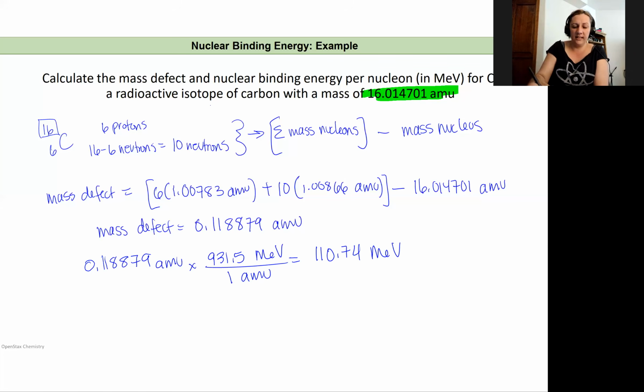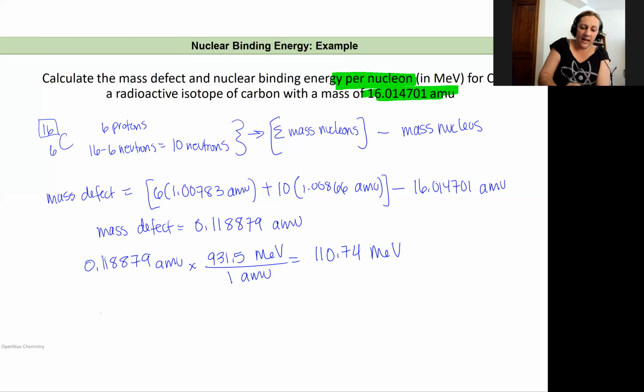And so this is that binding energy for the whole nucleus. But I've been asked to give it per nucleon. It'll be smaller, right? It'll be per nucleon, but it allows us then to compare it to other nuclei with different numbers of protons and neutrons. And we'll do that when we talk about stability.